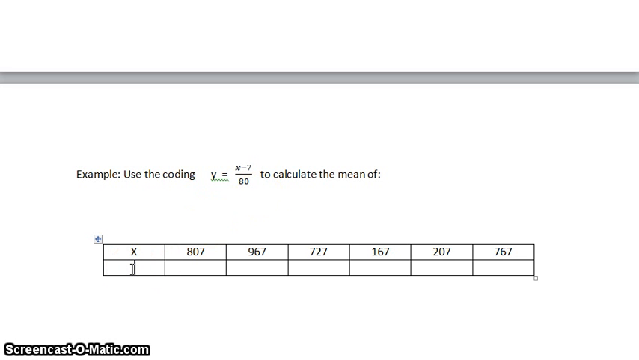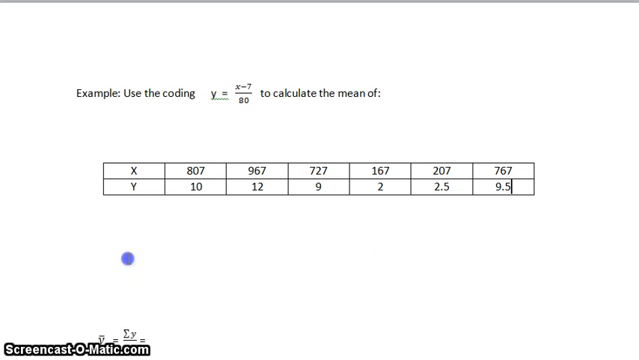Okay, so we've got our x values. We can now calculate our y values. We put the x values into this formula. Take away 7, divide by 80. Let's see what we get. First one's going to be 10. And I'll just go through this quickly. 9, 2, 2.5, and 9.5.